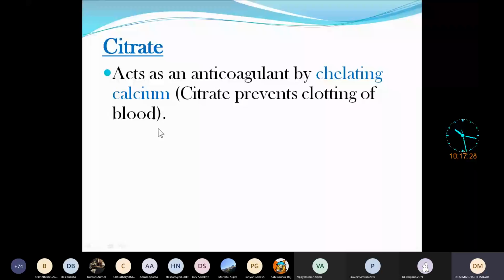Chelating means, do you know the word chelating? Removing. It's a medical term, chelating. So whenever there is thalassemia, with more and more blood transfusions, the iron deposition will be there. So we will give iron chelating substances, so that the iron deposition will be removed from the body. So here the citrate chelating means citrate will remove the calcium so that the blood will not clot. Clear?